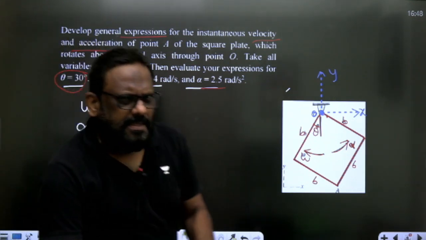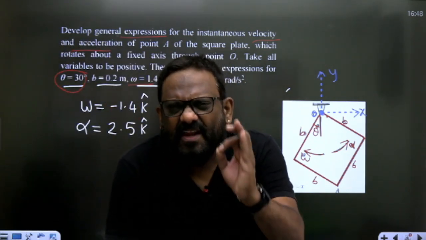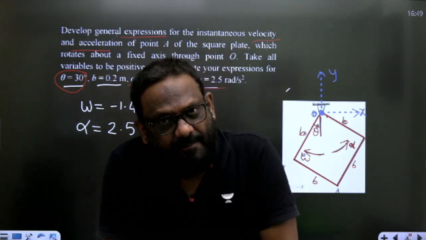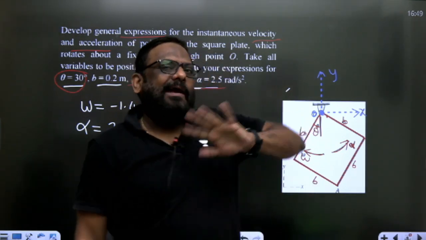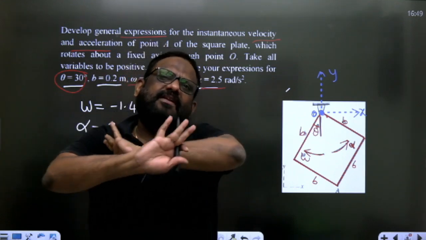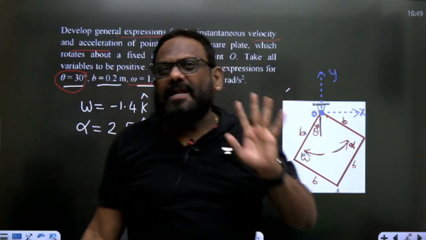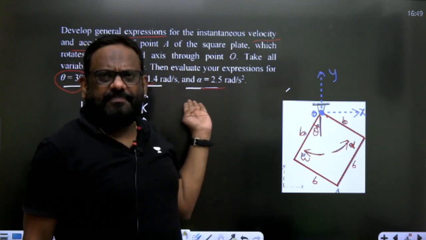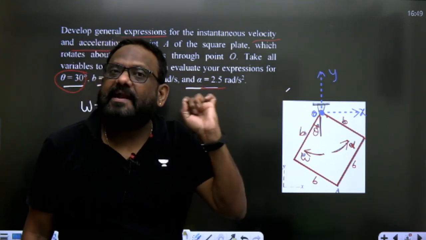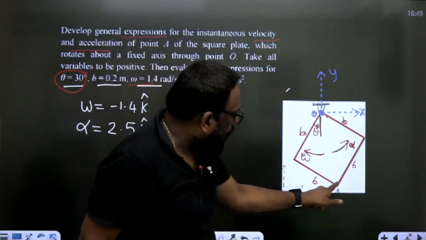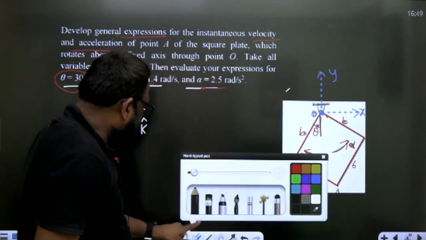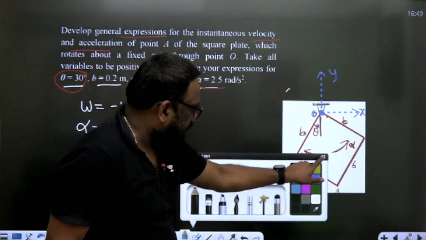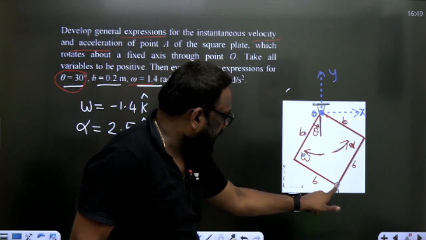Now what has been asked? Whenever he asks you the velocity or acceleration, remember, not angular. If it were angular, it would be for the complete body, but he is not asking the angular acceleration or angle, they are given. He is asking velocity and acceleration at point A, my dear students.